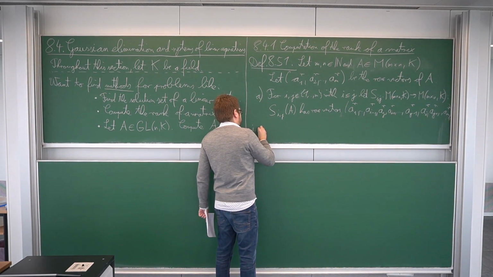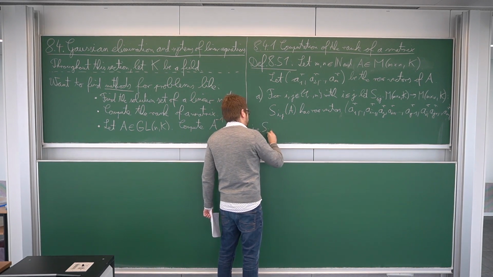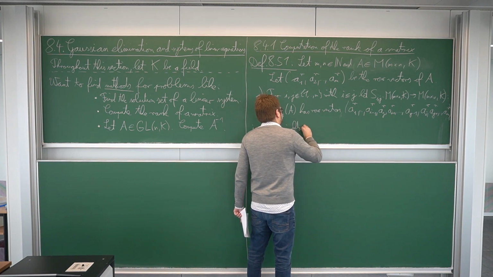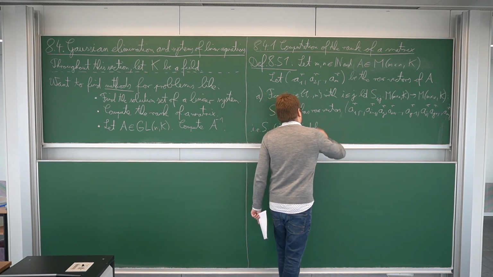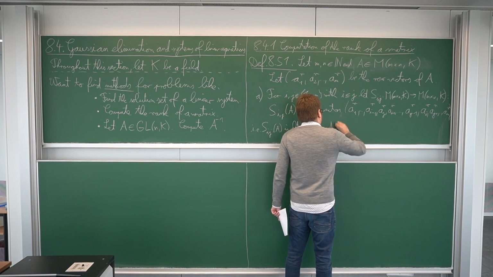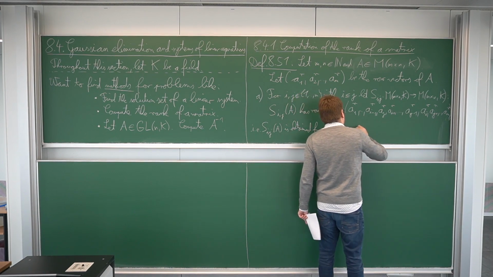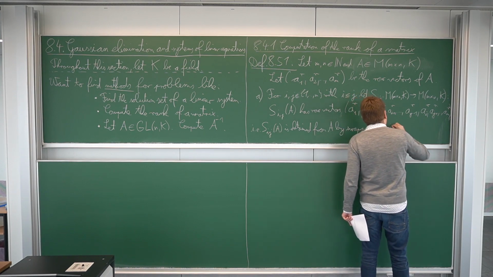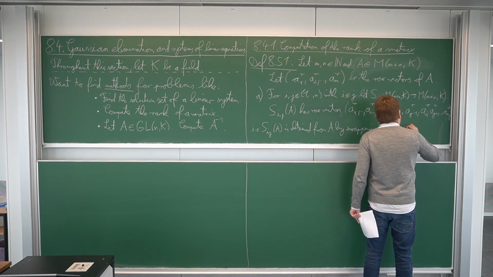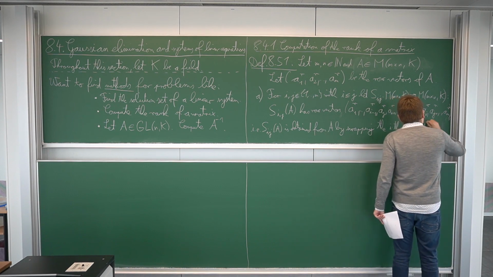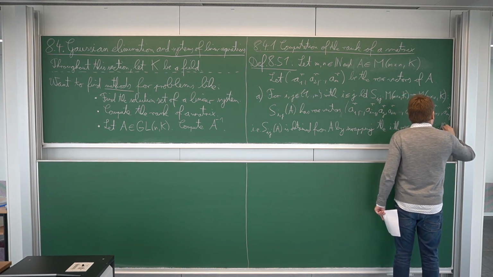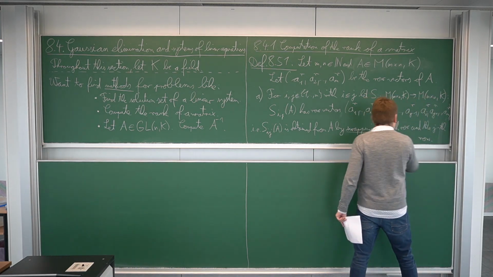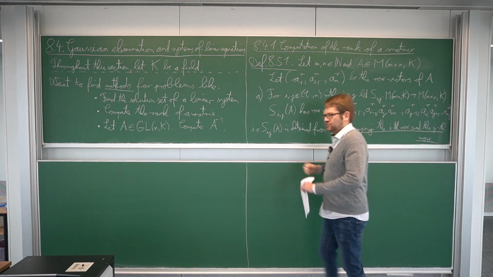So in words, Sij of A is obtained from A by swapping the ith row and the jth row. Okay, so we just switch the order.